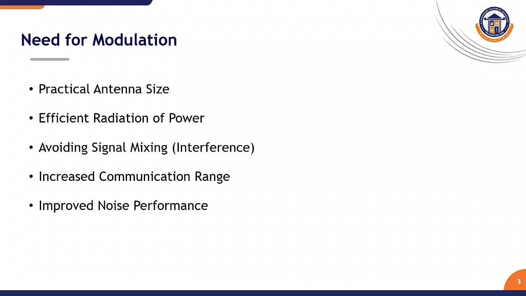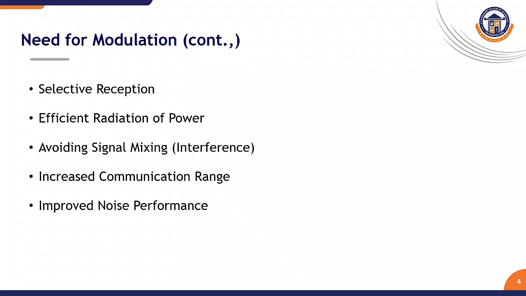Another important reason for modulation is to avoid signal mixing and interference. If multiple low frequency signals are transmitted directly, they will overlap and interfere with each other. Modulation allows each signal to occupy a different frequency band, making it possible to separate them at the receiver side. This enables multiple users to communicate at the same time without interference.